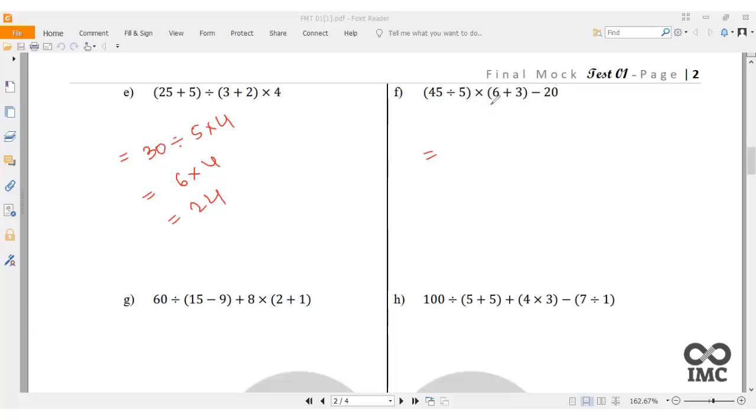45 divided by 5 multiplied by 6 plus 3 minus 20. 45 divided by 5 will be 9, multiplied by 6 plus 3, 9 minus 20. 9 sixes are 81 minus 20. So 81 minus 20 will be 61.